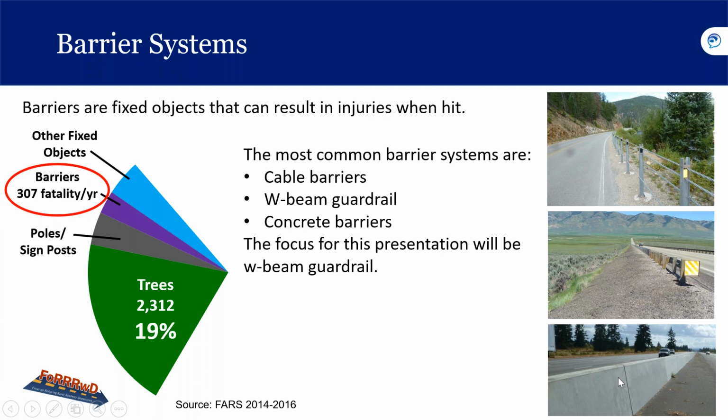So barriers are fixed objects that can result in injuries when hit. So the most common barrier systems are cable barriers, W-beam guardrail. I was talking about cable barriers when I was talking about the ones on 270, between the opposite directions of lanes in the median. And concrete barriers. But the focus for this presentation will be the W-beam guardrail. So we'll first talk about the W-beam guardrail.